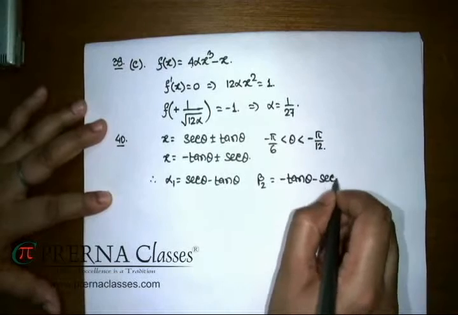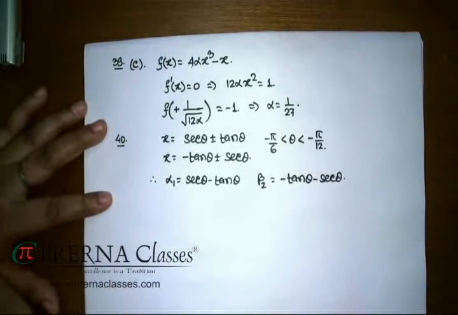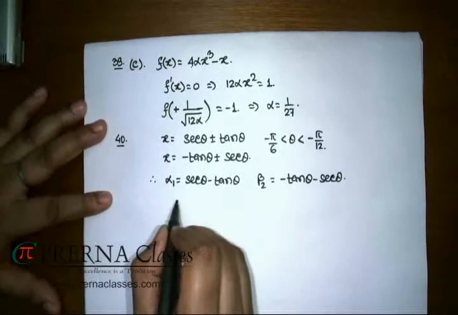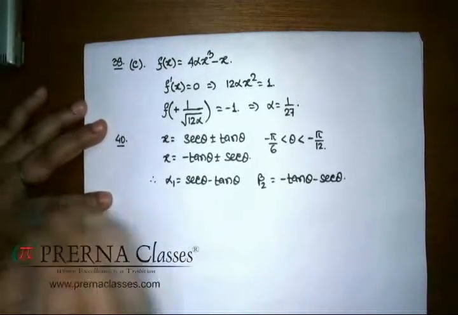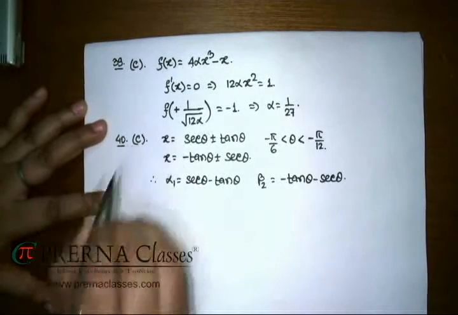Since you have to figure out their sum, you can check their sum is free from sec. It is negative 2 tan theta, which is matching with option C in that problem. Next problem is again related with trigonometry.